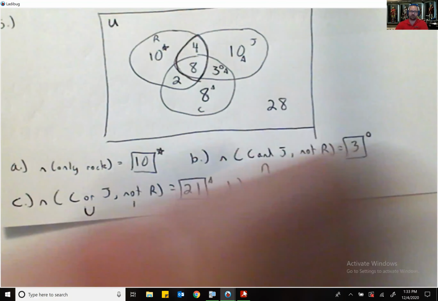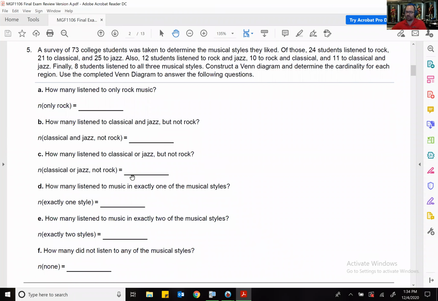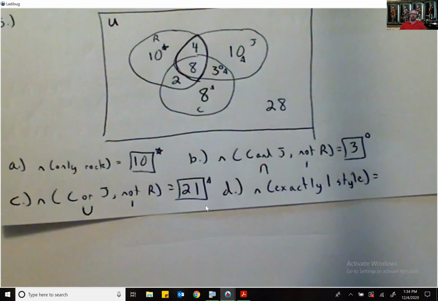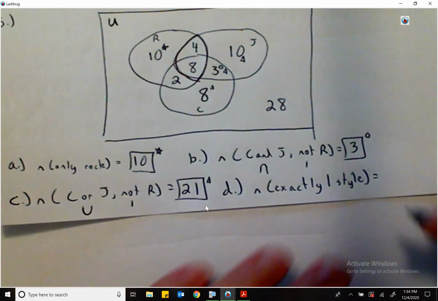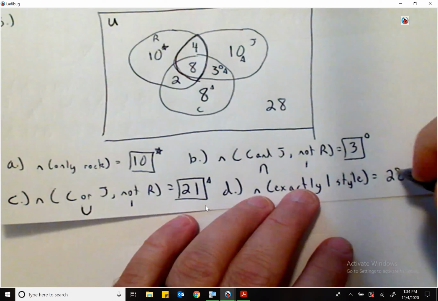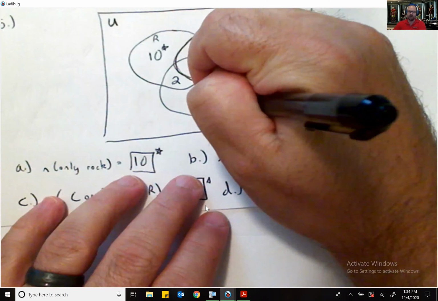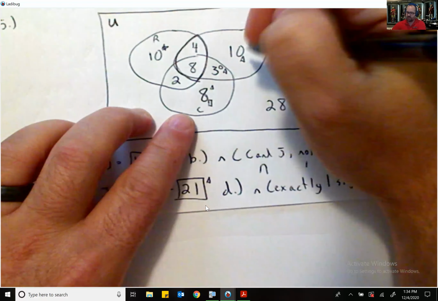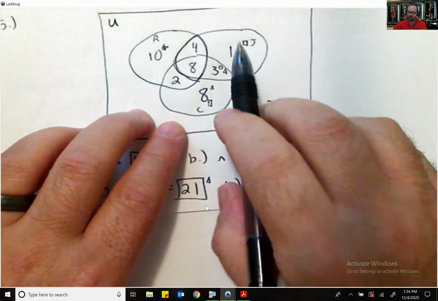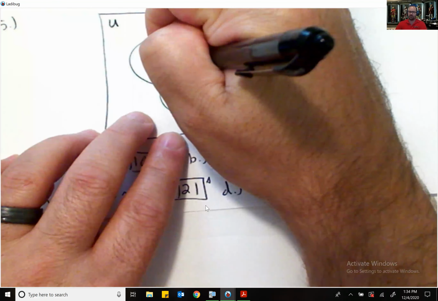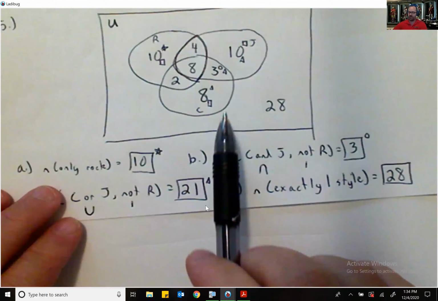D. D says, how many listen to exactly one style? 28. Perfect. Let's do a little square for those, because you're going to take the 8 here, which is only classical, the 10 here, which is only jazz, and the 10 here, which is only rock, and add them all up, which is 28.